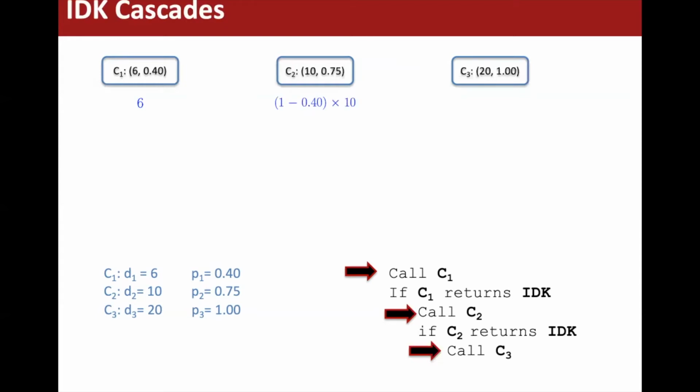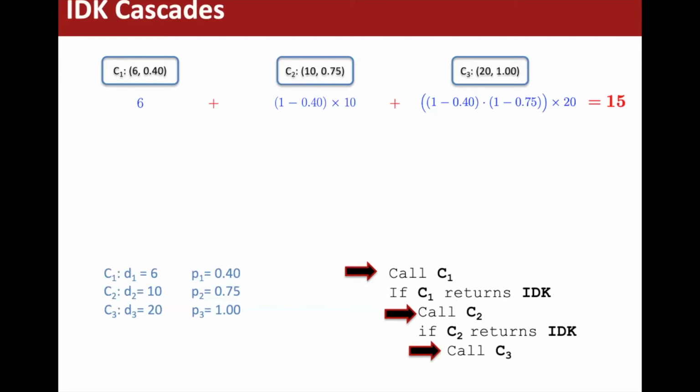Similarly, C3 is called only when both C1 and C2 fail. When it is called, its execution duration is 20. Its expected execution duration is therefore given by this expression. If you do the math, you will observe that these durations sum to 15, which is of course less than the execution duration of the deterministic classifier, the third one that has success probability 1.0.